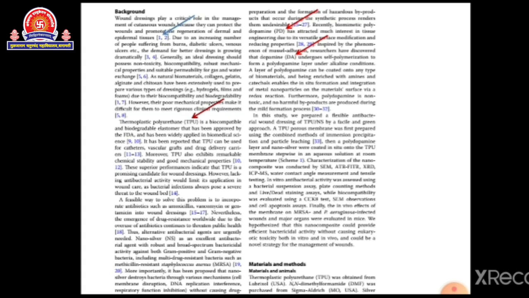If you are going to use this complete word repeatedly, then what will happen? The word limit of the manuscript is going to increase. So instead of repeating that word, we can make use of its abbreviated form, that is TPU.